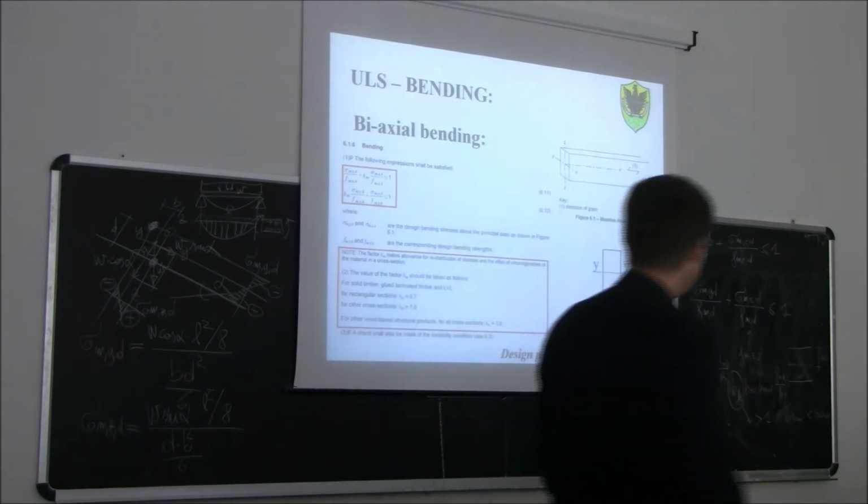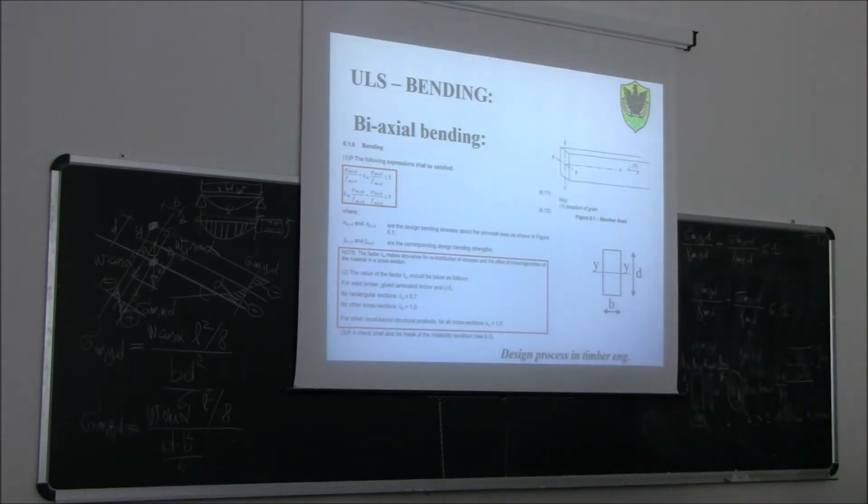So basically, only if we have a rectangular cross-section made of solid timber, glued laminated timber, glulam, or LVL, then we need to add this factor, which is 0.7. Otherwise, we can just refer to this design inequality. And this factor makes, you see, allowance for redistribution of stresses.